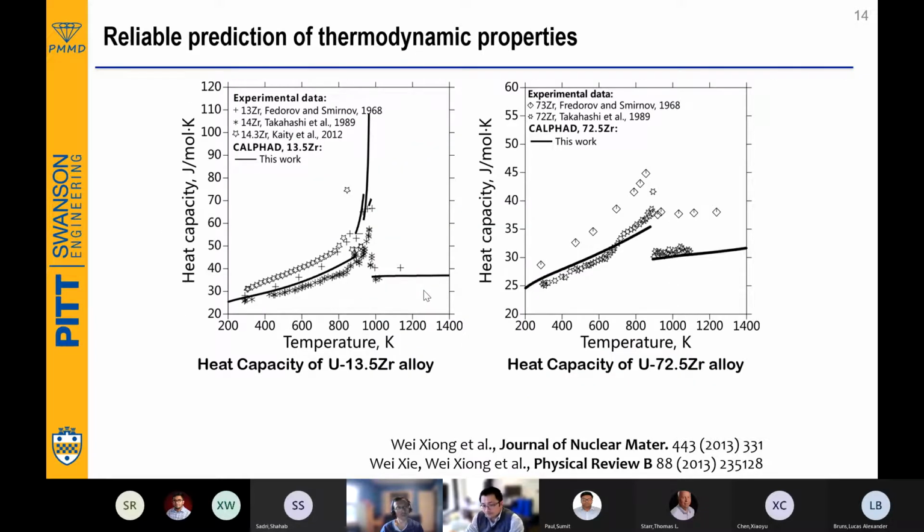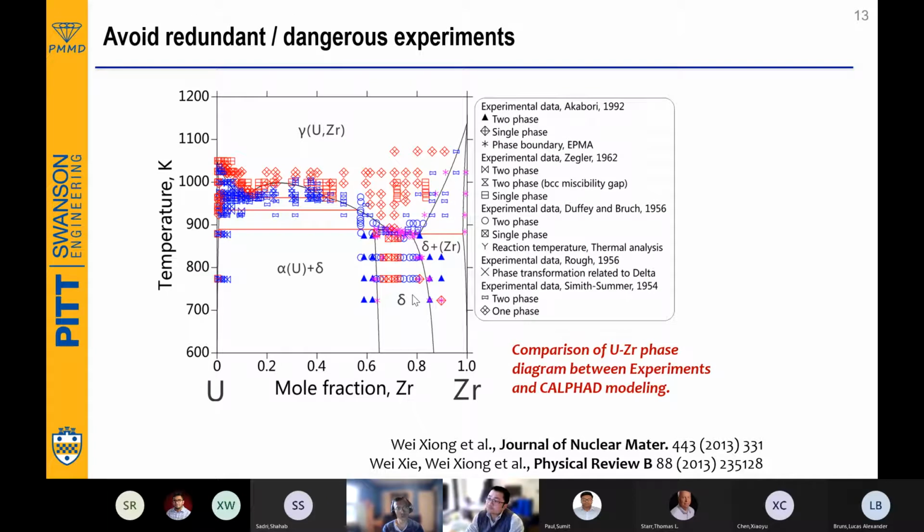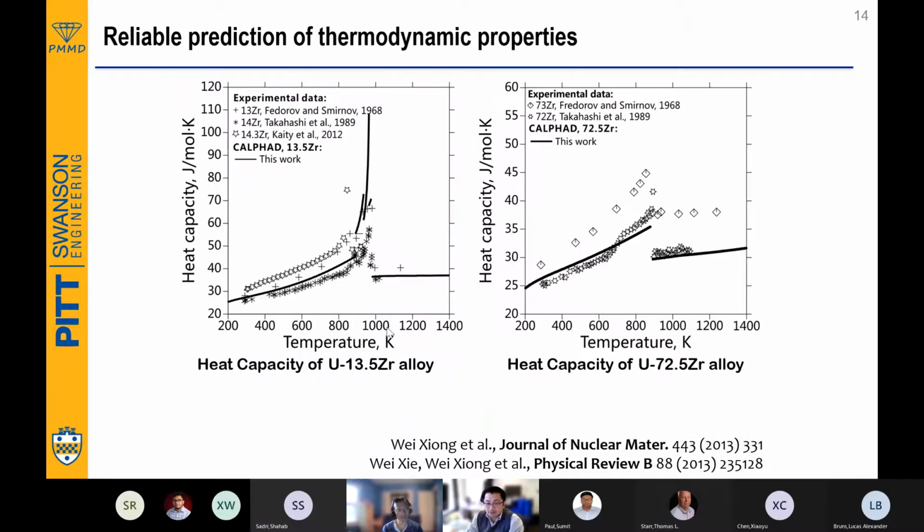Another thing is that CALPHAD is not just reproducing the data. If you have a good analysis of uranium-zirconium with a phase diagram, you can actually predict thermodynamic properties. For example, like this. Let's look at the right figure. You have two different experimental sets: one is this diamond, one is this star, right?